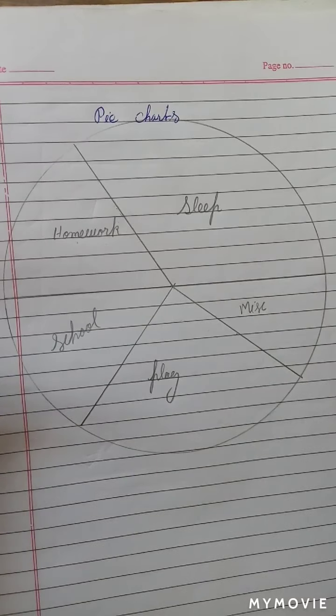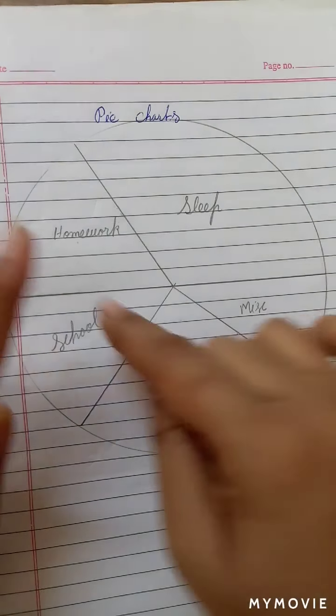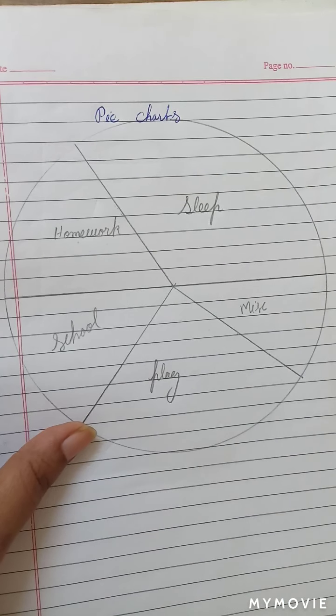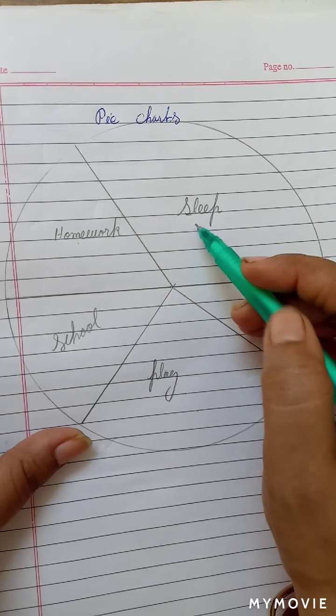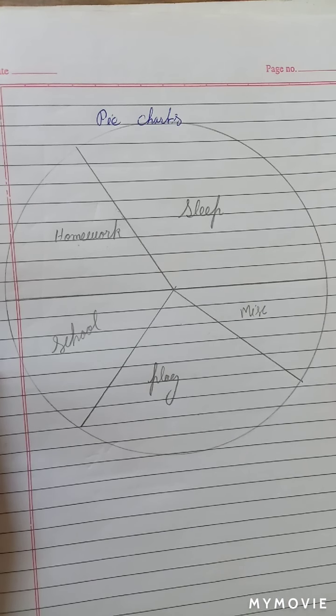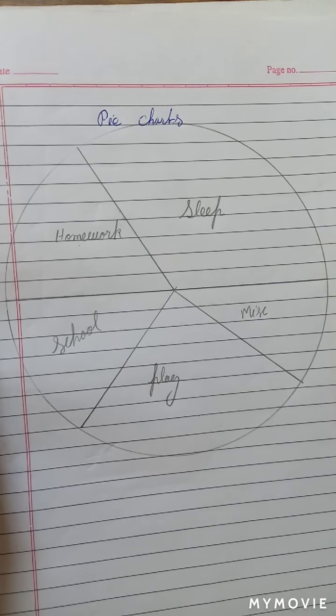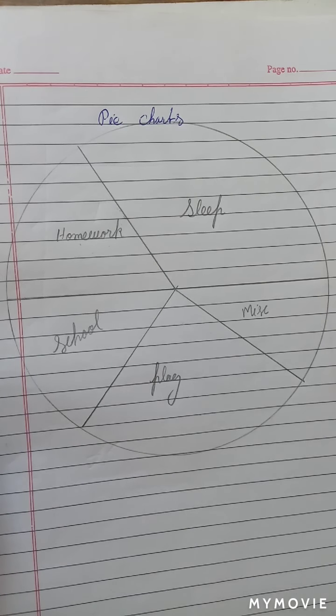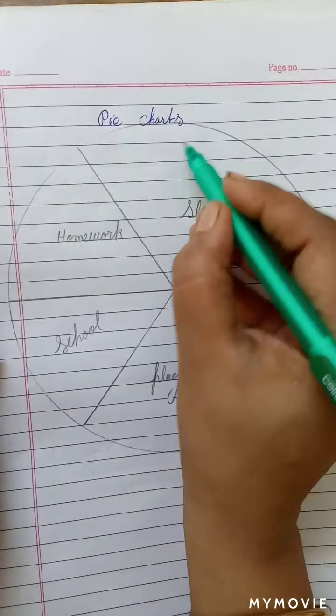Have you ever seen a graph like this where there is a big circle and there are sectors, and it represents the relationship between the whole and its parts? These are called circle graphs, or simply we can say pie charts.